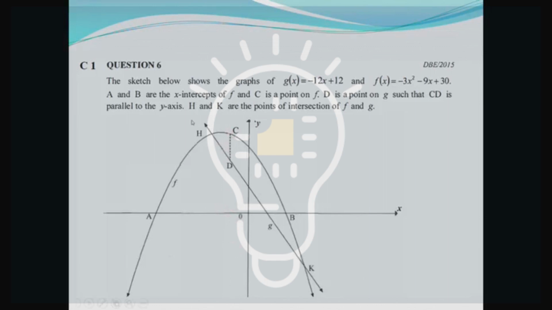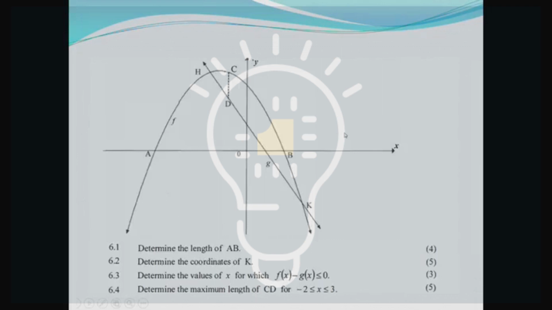And then they further tell us that H and K are points of intersection. Now, that's a very important detail, because the way we find points of intersection is we simply take one part of that formula and we force it to equal the other part, and solve for x. When we find our x values, we can substitute them into any one of the equations and find the corresponding y values. But let's look at the questions that they give us.